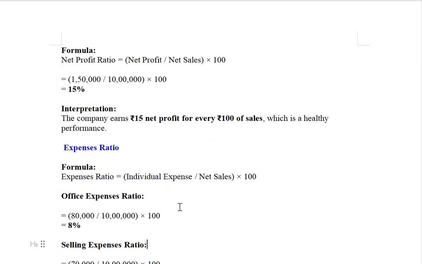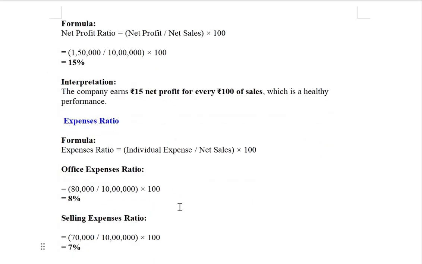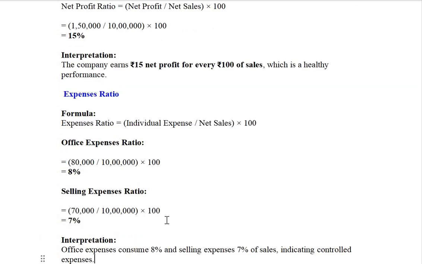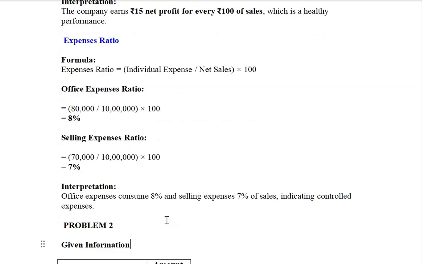The next one will be expense ratio. We calculate the different expense ratios. Office expense 80,000 divided by net sales 10 lakh into 100 gives 8%. Similarly, we calculate the selling expense ratio: 70,000 selling expense divided by net sales into 100 gives 7%. It says what the respective expense percentages are in a business out of 100% of sales.